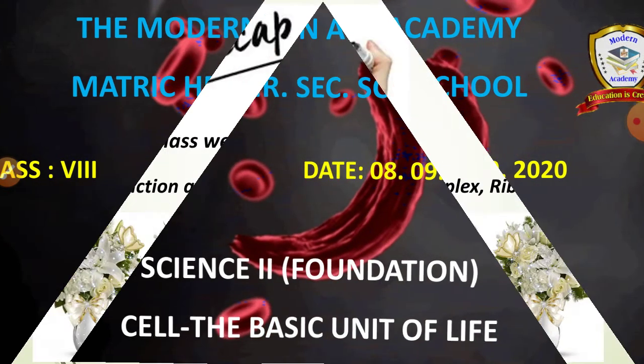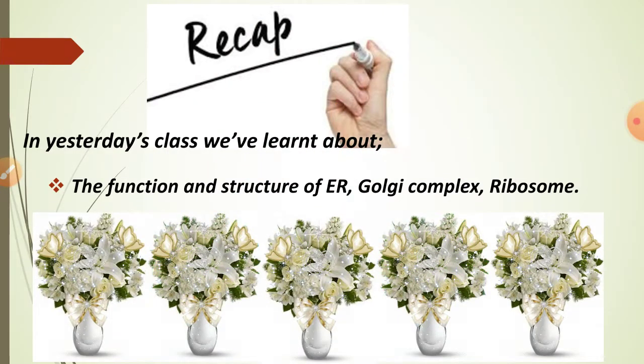Okay. What we discussed in the last class: the function and structure of ER, that is endoplasmic reticulum, Golgi body, and ribosome. The function of endoplasmic reticulum is synthesis, folding, modification, and also transport of proteins. The function of Golgi complex is transport of proteins within a cell and also cell secretion. The structure is almost the same in endoplasmic reticulum and Golgi complex.